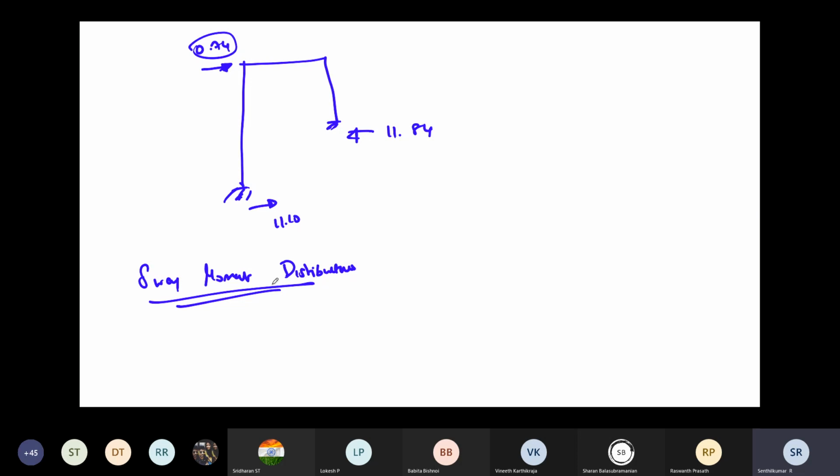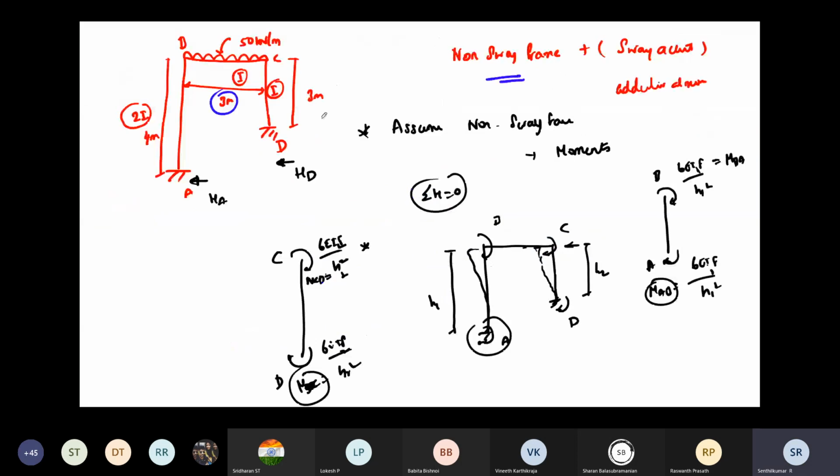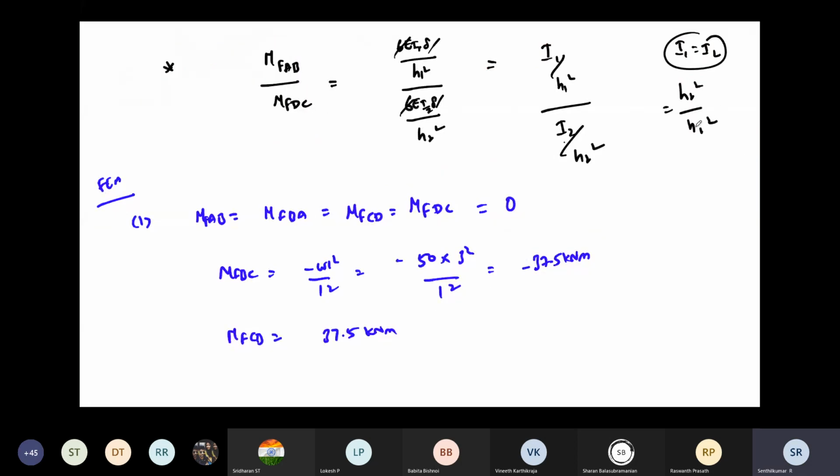Without knowing the delta and the direction, how can we solve the problem? That's why we initially discussed: we don't know the delta, but we know the ratio of the moments due to the sway action. The ratio is nothing but, we have developed that, what is that? MAB by MCD is nothing but H2 square by H1 square if I are the same. But here 2I, I, everything is there. So your whole equation is I1 by H1 square divided by I2 by H2 square.